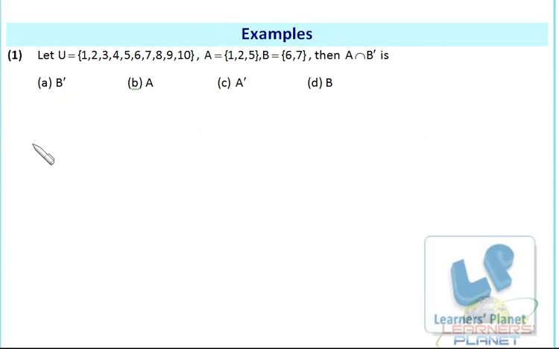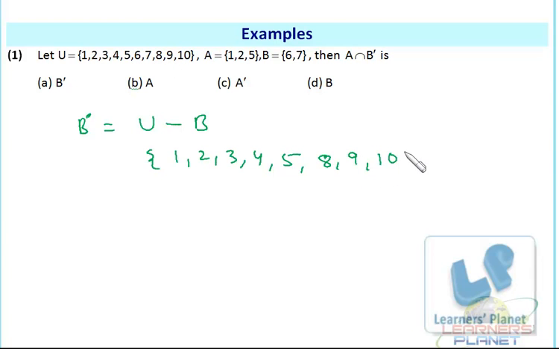Now I take one example over here to strengthen the concept. Universal set is this, A is this, B is this. We have to find out A intersection B dash. So first of all we find out B dash. A is already given. B dash is universal set minus B. So from the entire universal set we need to delete 6 and 7. So we are left with 1, 2, 3, 4, 5, then 8, 9 and 10. So that is B dash.